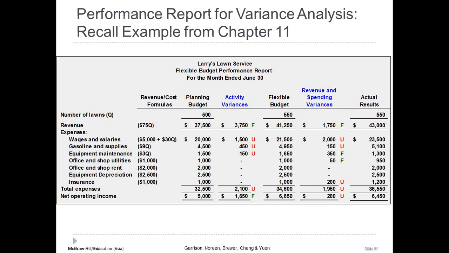So let's look at this example for Larry's Lawn Service. The variances calculated can then be presented and reconciled in a performance report as shown here. Actual results and master budget results can be reconciled with the differentiation from the activity variances and operating variances on revenue and spending differences.